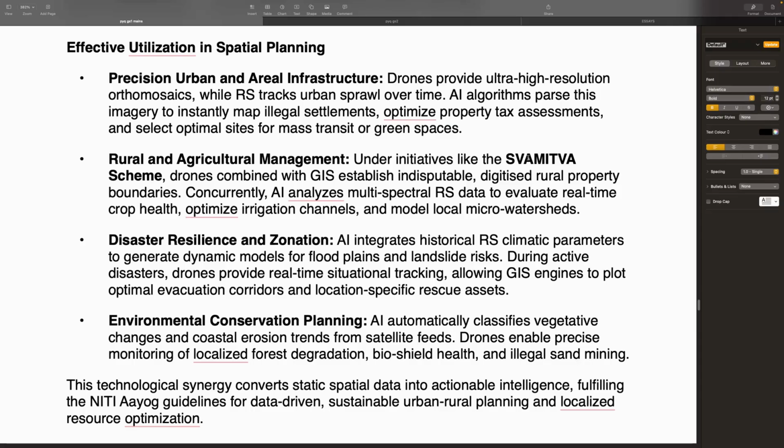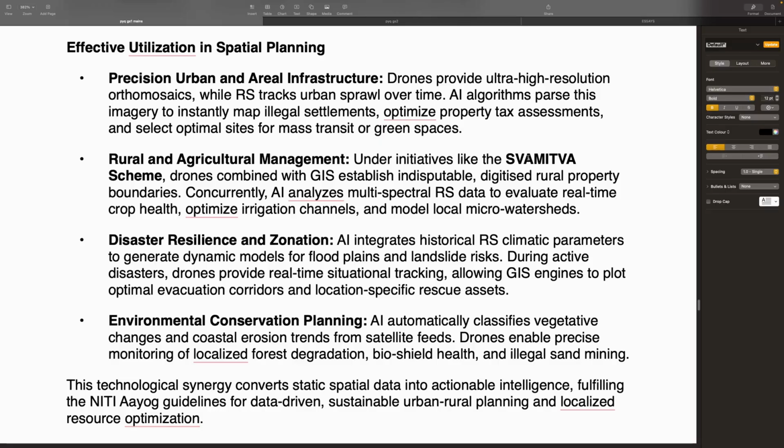Disaster resilience and zonation. AI integrates historical RS climatic parameters to generate dynamic models for floodplains and landslide risk. During active disasters, drones provide real-time situational tracking, allowing GIS engines to plot optimal evacuation corridors and locate rescue assets. Environmental conservation planning.